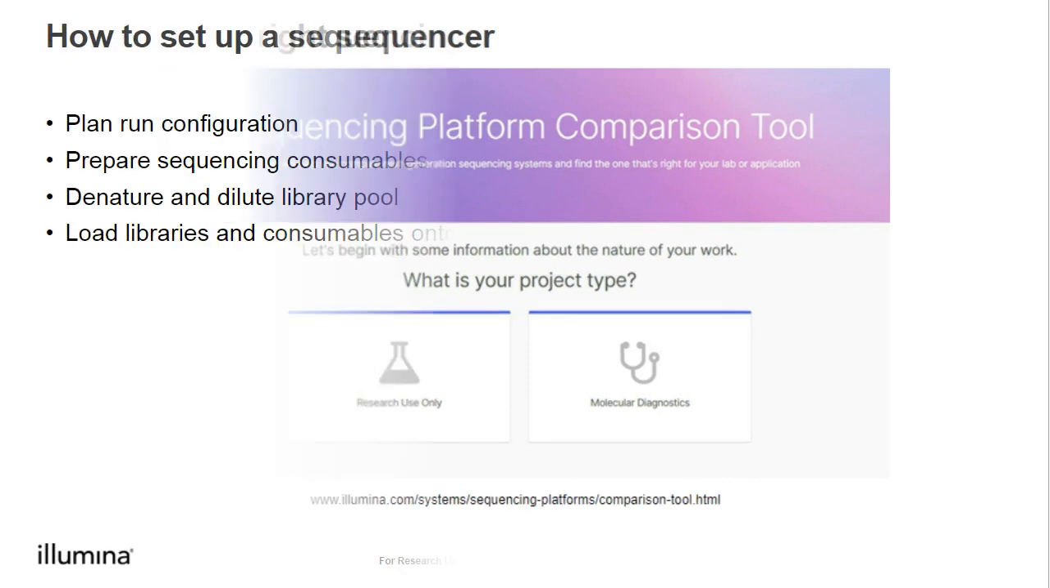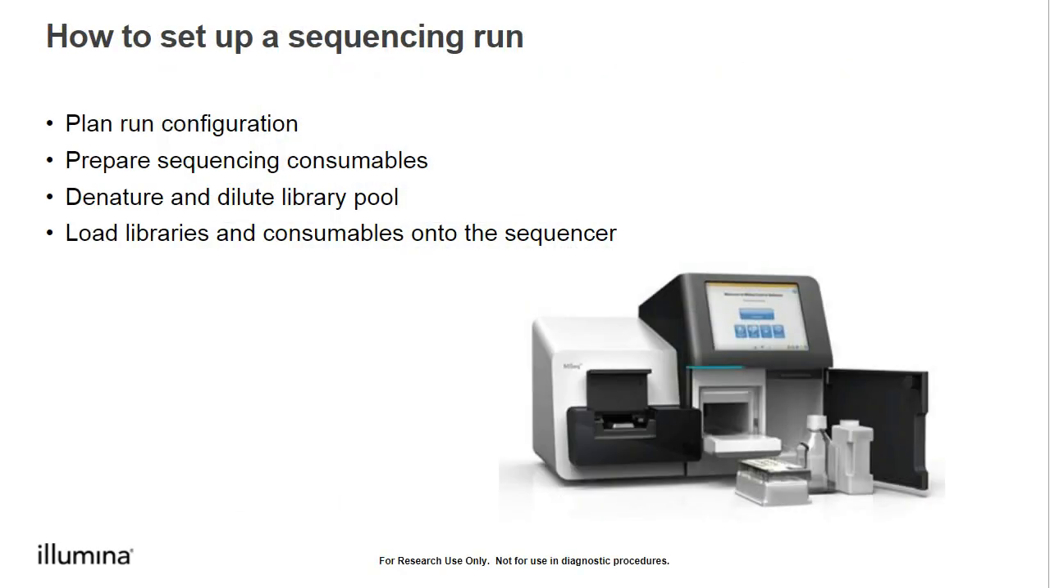Once we have decided on the sequencer that we will use, we will plan the run configuration, prepare the sequencing consumables, denature and dilute the library, and load the libraries and sequencing reagents into the sequencer. If you have submitted the libraries to a core facility for sequencing, you may or may not plan the run configuration, and these last 3 steps will be done at the sequencing facility.